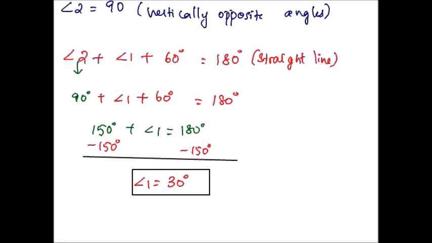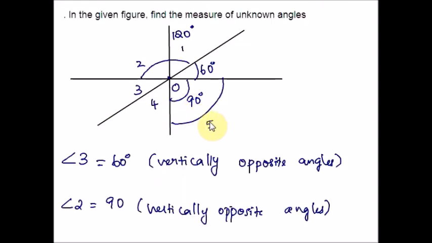We got the value for angle 1. Angle 3 is 60, angle 2 is 90, angle 1 is 30 degrees. Now let's find the leftover angle on the figure. Angle 5 is 90 degrees. It is directly given in the figure. We should find angle 4 now.